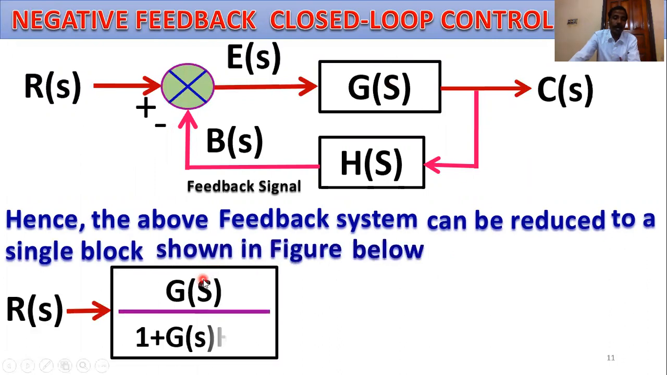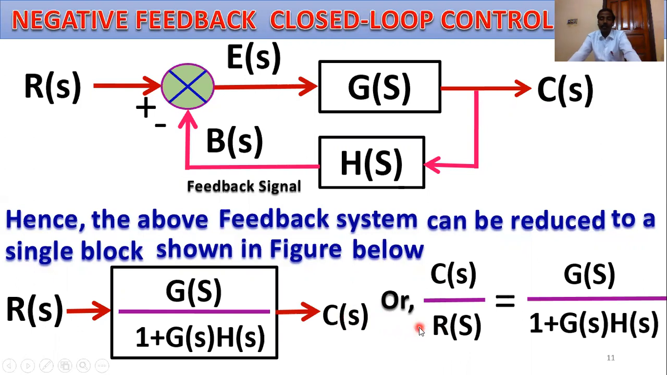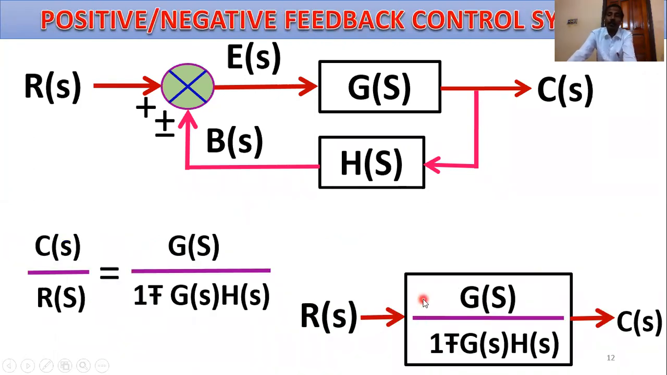R(s), G(s) by 1 plus G(s)H(s). In this case, the feedback is negative, and that's why the denominator is positive. Then the transfer function C(s)/R(s) equals G(s) by 1 plus G(s)H(s). For positive and negative feedback control systems, the concept is just a change of sign: for a positive feedback, the sign in the denominator is negative, and for a negative feedback, it is positive.